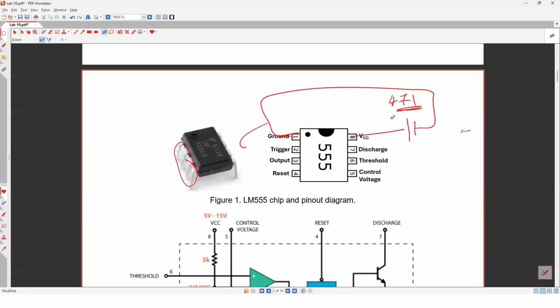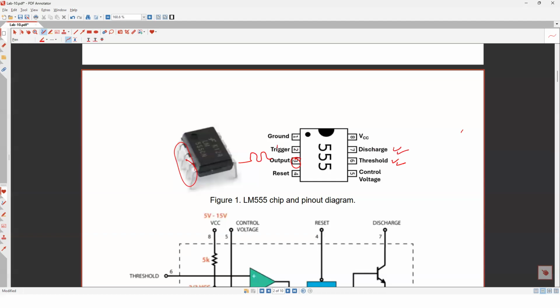And then we have other inputs here. In this lab, we're not going to use all of them. For example, if this is the output, you will get the output from here. That means the square wave is generated from pin number 3. We are going to use threshold, discharge, and trigger. These are the 3 pins we are going to use. The other 2 pins are not used in this experiment, but they can be used if you want to do something else, because this 555 has other applications than oscillator.